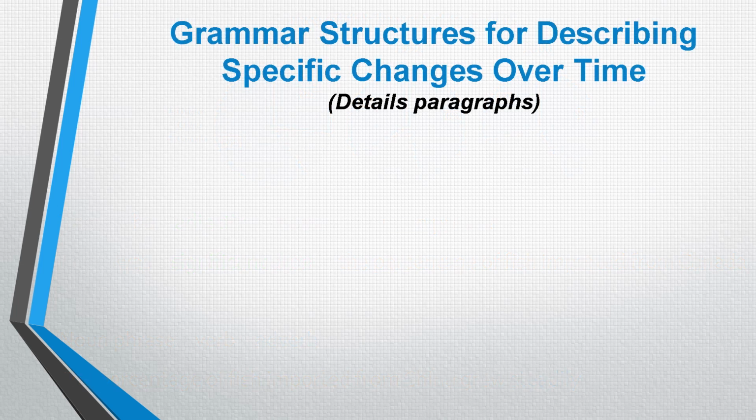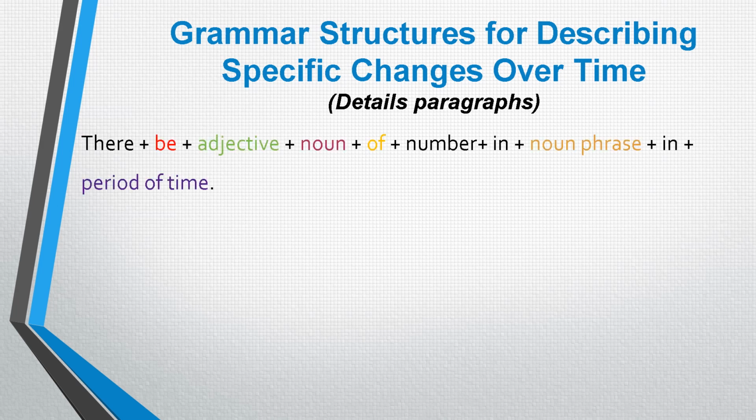Next, let's take a look at grammatical structures for describing specific changes over time. And this is likely to occur in our details paragraphs. So here it's explained. There plus be plus adjective plus noun plus of plus number plus in plus noun phrase plus in plus period of time. Obviously, some people don't write and think in this way, labeling all the words like this, but it's just to make crystal clear to you how you structure these sentences accurately.